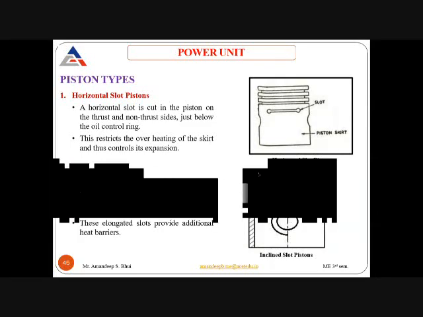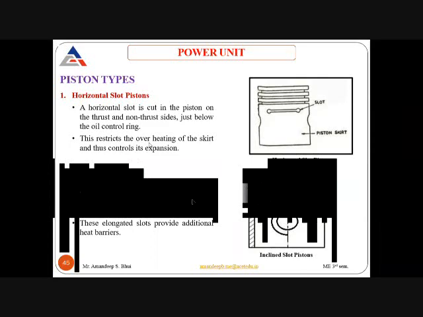In the previous lecture, we have already discussed what a piston is, what the various parts of a piston are, and what the desirable properties of the various parts of a piston are. Okay, so in today's lecture, we will start with the various types of piston.